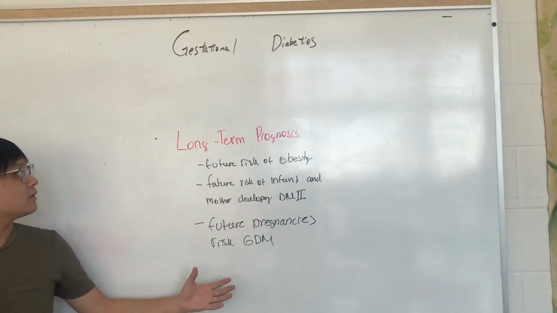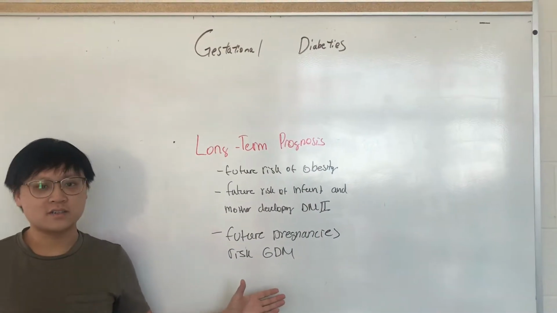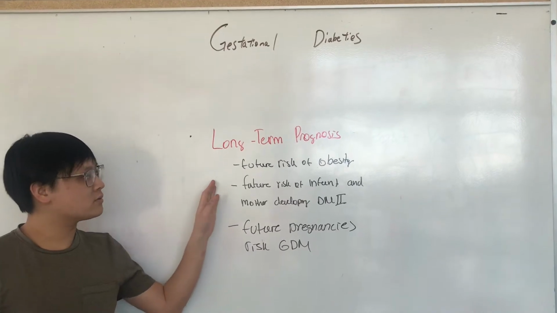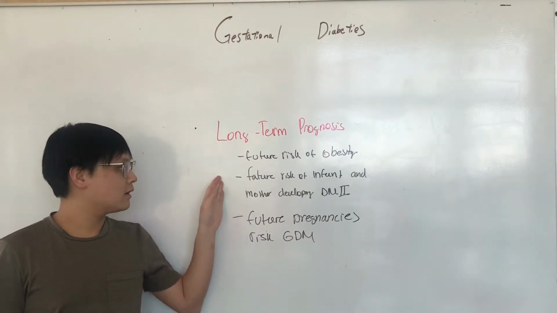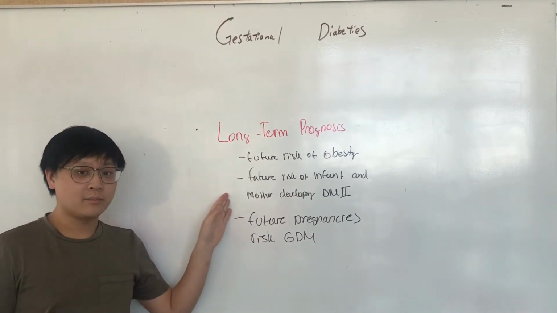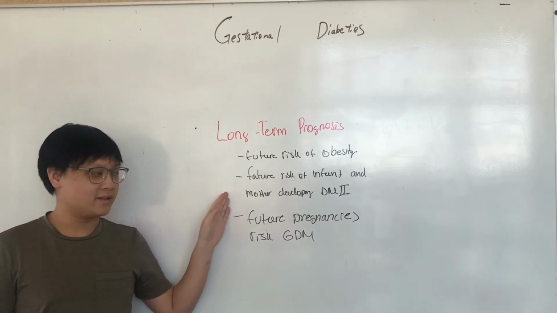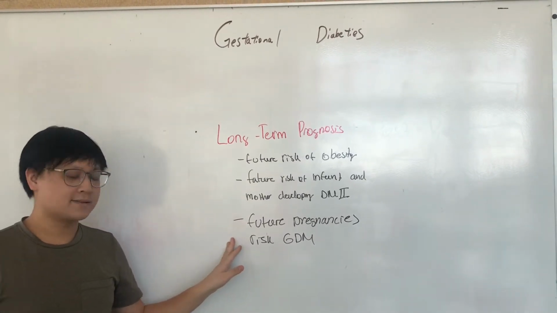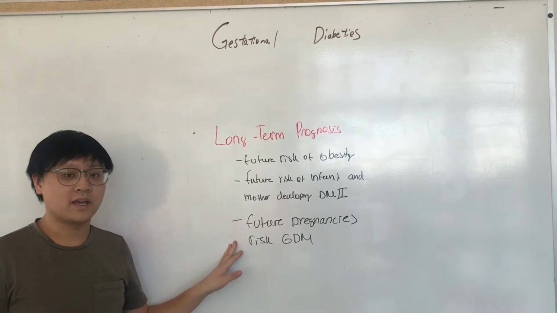Okay. So now we're going to talk about long-term prognosis for gestational diabetes. So there's a future risk of obesity in the infant. There's a future risk of infant and mothers developing type 2 diabetes. And in future pregnancies, there's a chance of developing gestational diabetes once again.